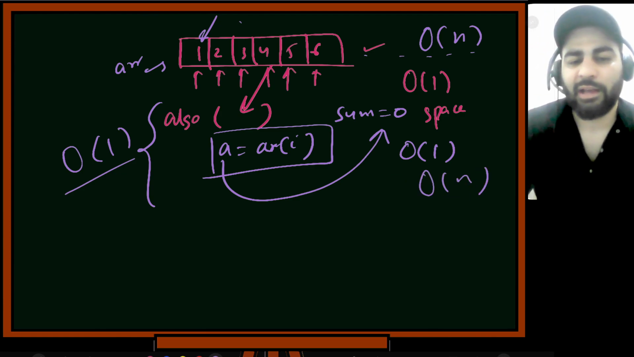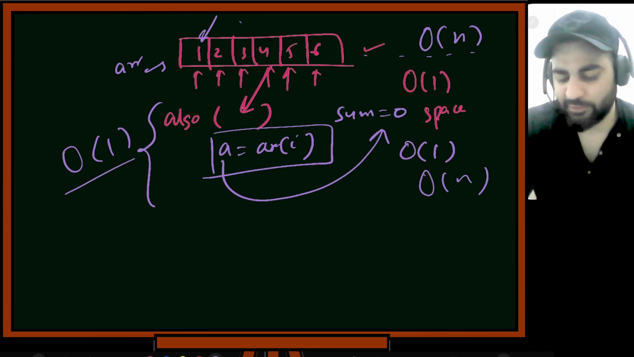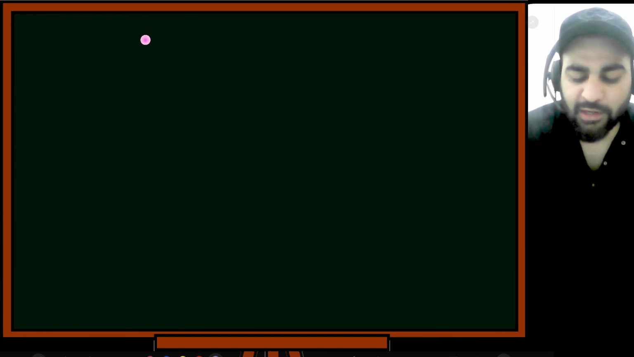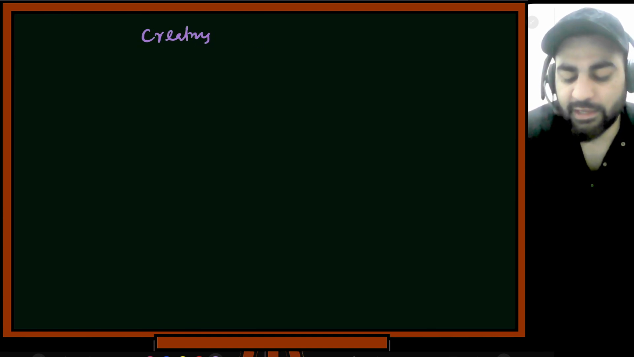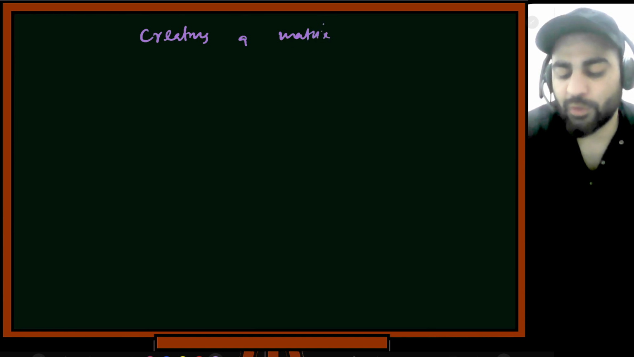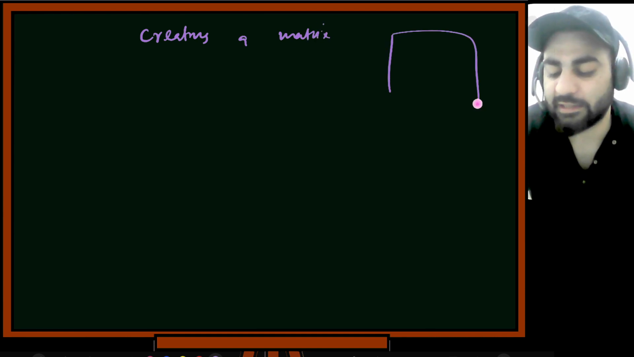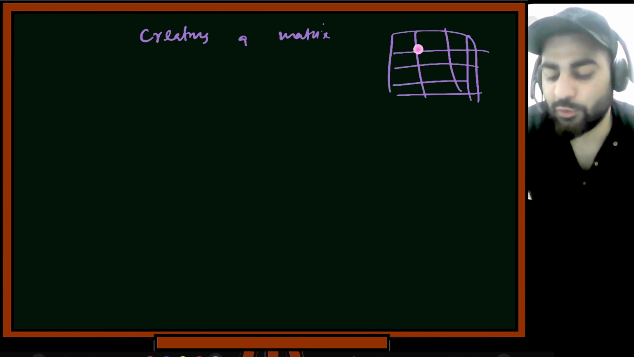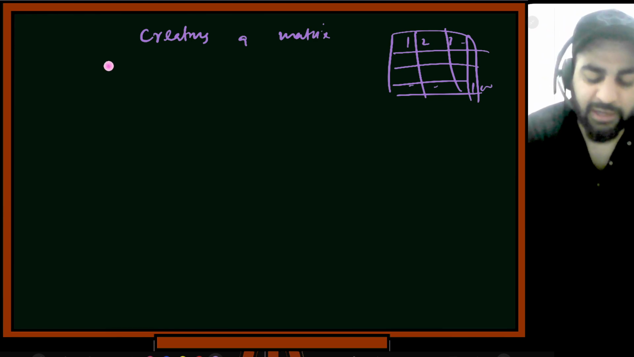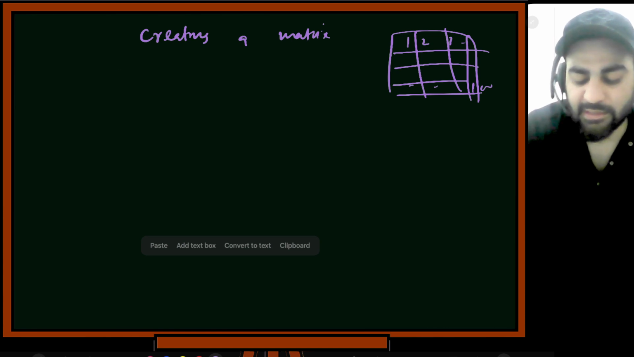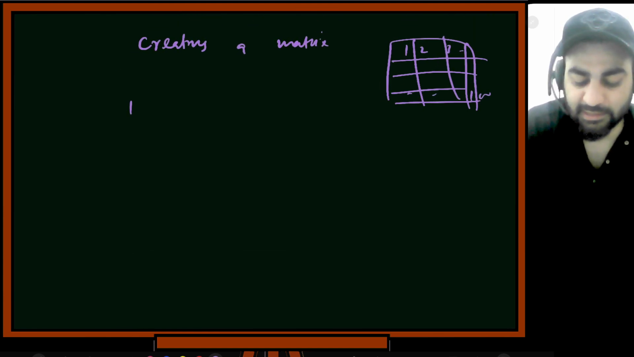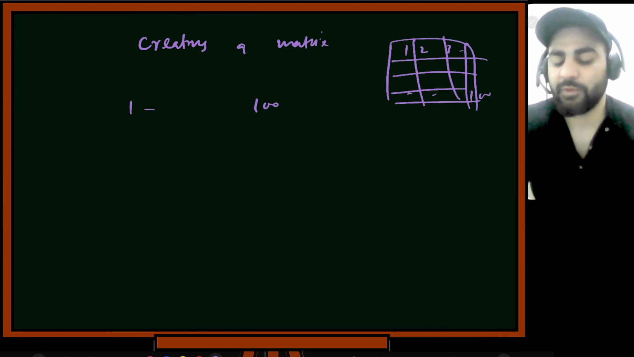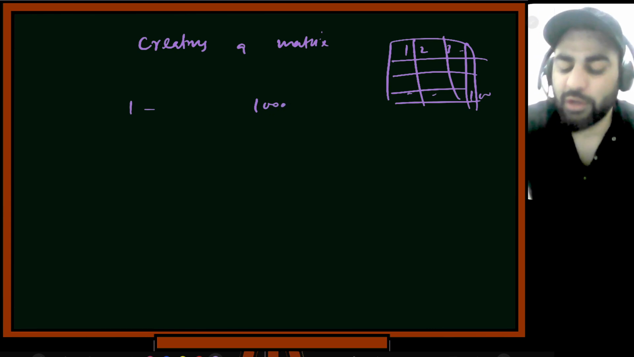Okay, and then let's suppose you are creating a matrix, filling a matrix. So what is the meaning of creating a matrix? You are creating something like this, and you have to create, let's suppose, 1, 2, 3 and up to 10,000. So if you are given input to make a matrix, and the values in the matrix should be, let's suppose, 1 to 1000, but you should fill all of these values.